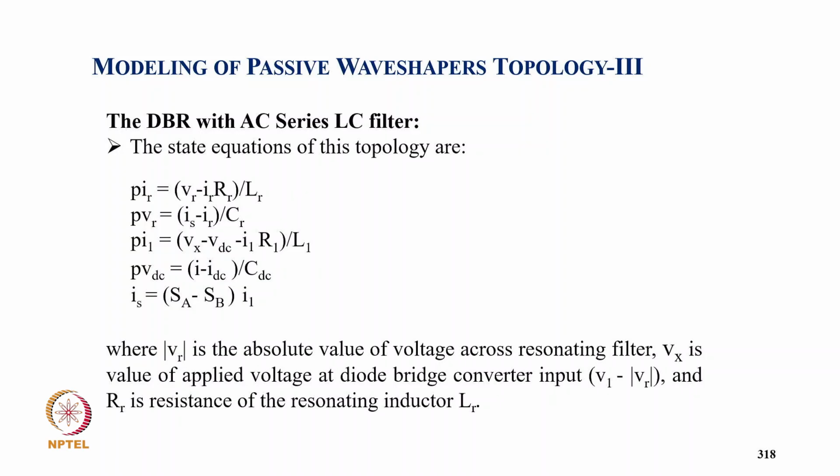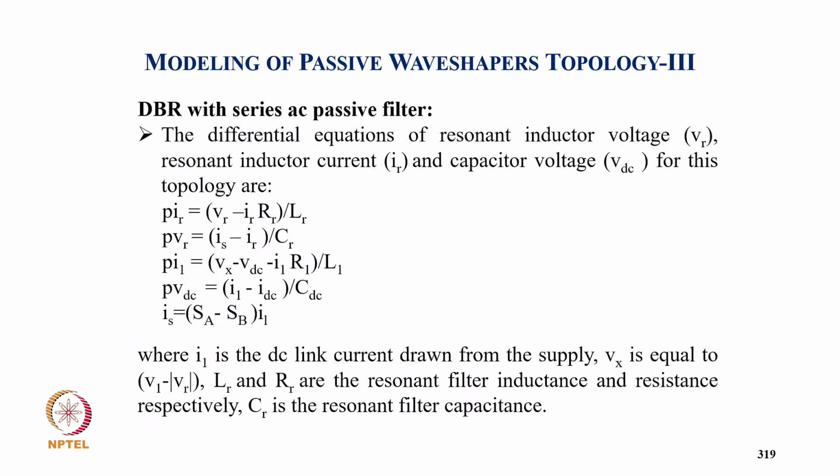So DBR with AC series filter, LC filter, the state equations of this topology are PIR equal to VR minus IR upon LR, and PVR equal to IS minus IR upon CR, and PI1 equal to VX minus VDC minus I1 R1 upon L1, PVDC equal to I1 minus IDC upon CDC, and IS equal to SA minus SB into I1. VR is the absolute value of voltage across the resonant filter, and VX the value of applied voltage, the diode bridge converted V1 minus absolute value VR, and R the resistance of the resonating inductor LR.